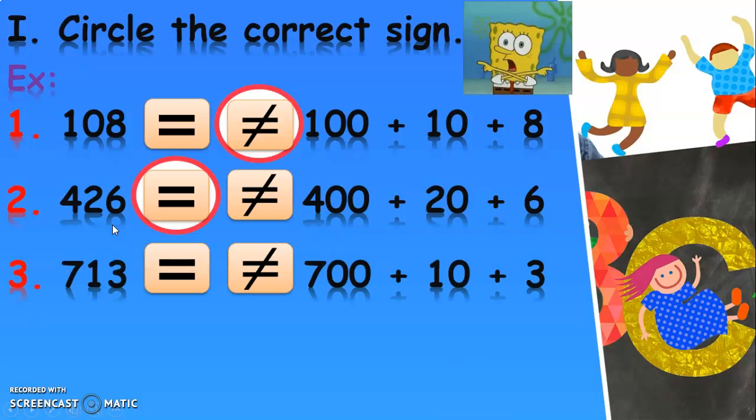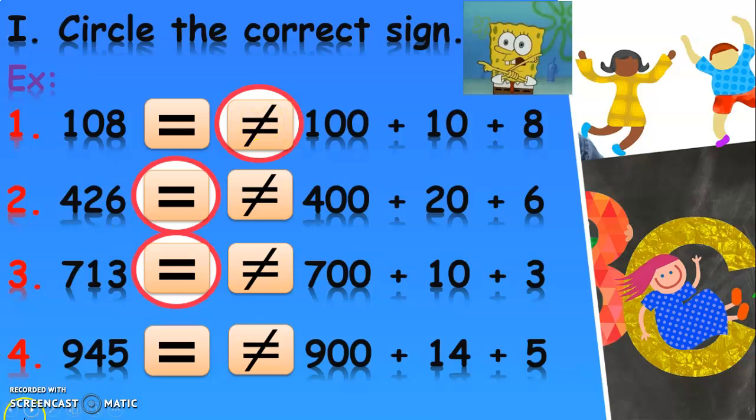For number 3, compare 713 and 700 plus 10 plus 3. 700 plus 10 plus 3 equals 713. So the symbol should be equal. And for number 4, we are comparing 945 and 900 plus 14 plus 5. This number will give you 919. That means these two numbers are unequal.